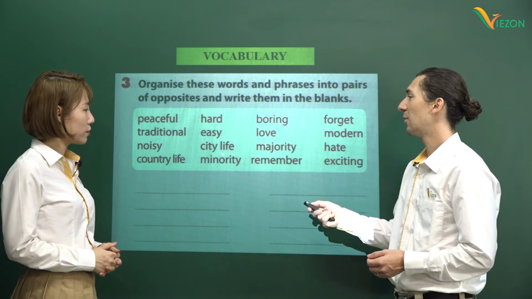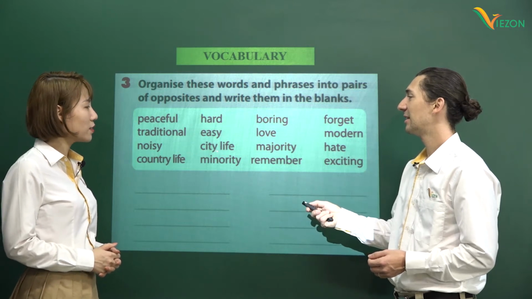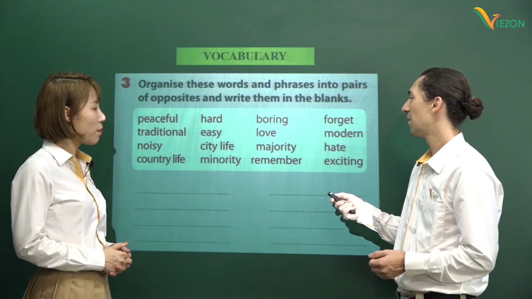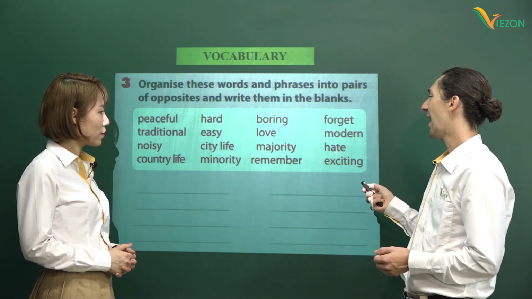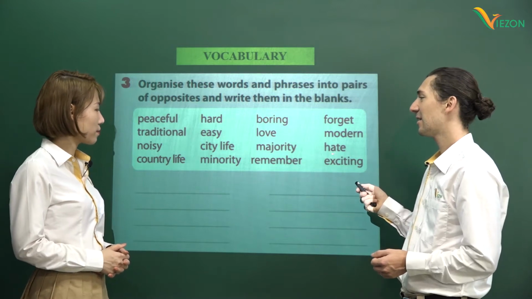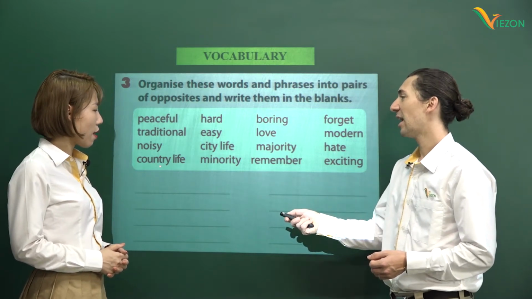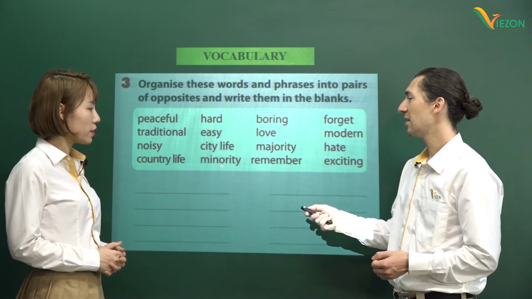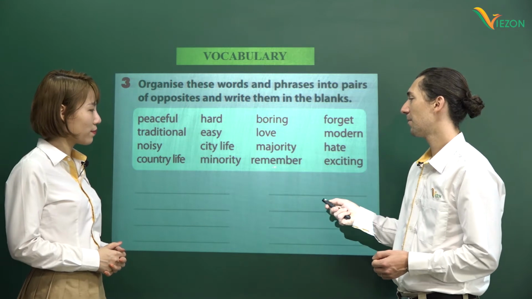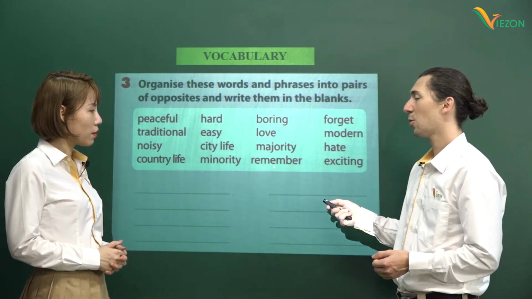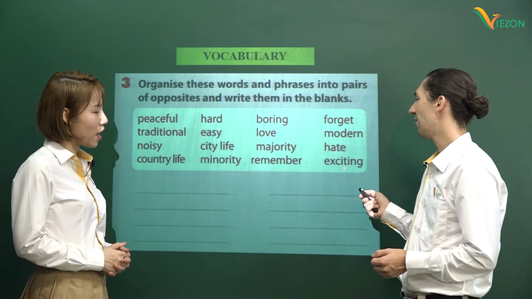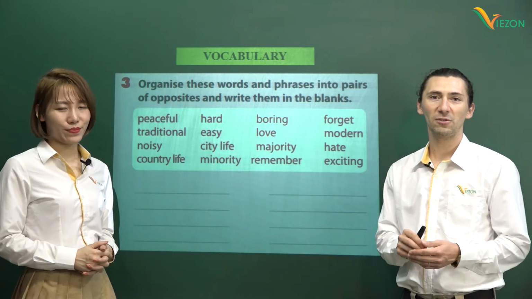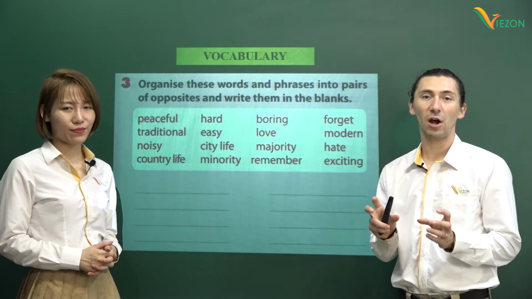And now we have noisy. Noisy. Then we have city life. City life. Next we have majority. Majority. Next we have hate. Hate. Then we have country life. Country life. Next we have minority. Minority. Then we have remember. Remember. And the last we have exciting. Exciting. All right? So now we want you to take your time and find the words that have the opposites. Okay?